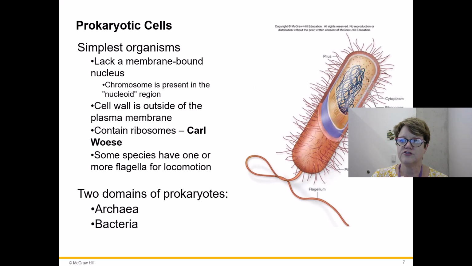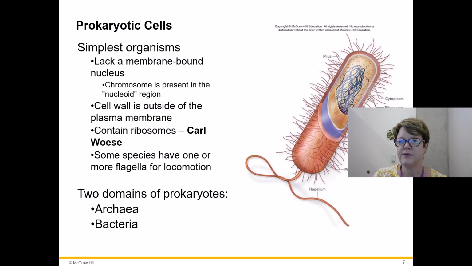So we're going to look at the structures of prokaryotic cells pretty briefly. They're pretty simple in their structure, unless you really go into a lot of biochemical detail, which we're not going to do. They have DNA, they have a chromosome, but it's not surrounded by its own membrane. So we say it lacks a membrane-bound nucleus.